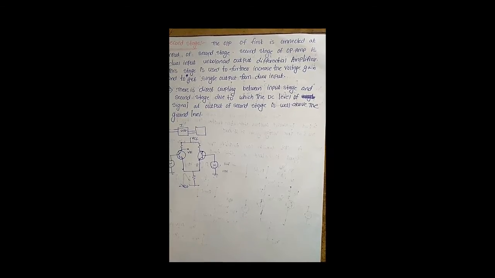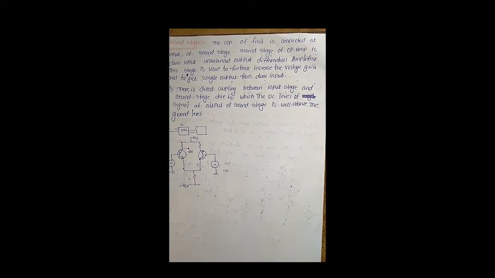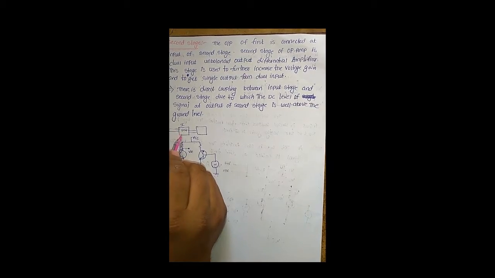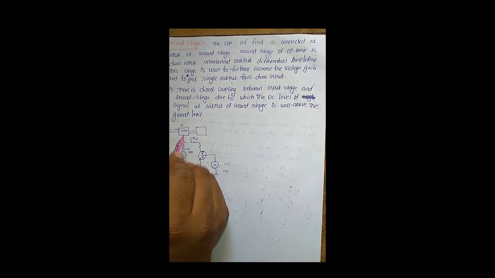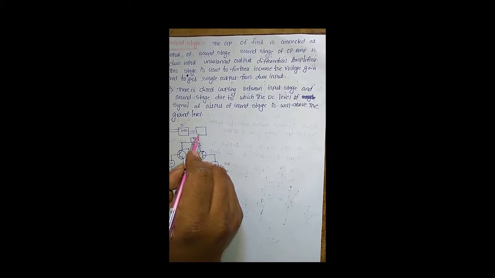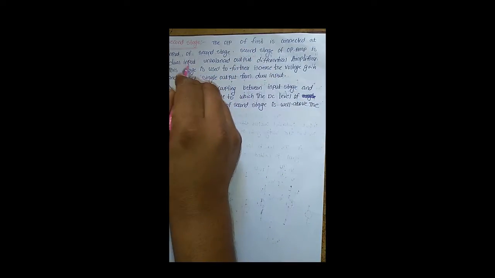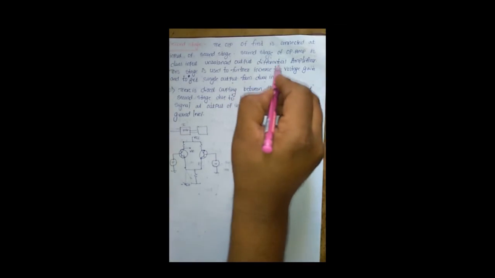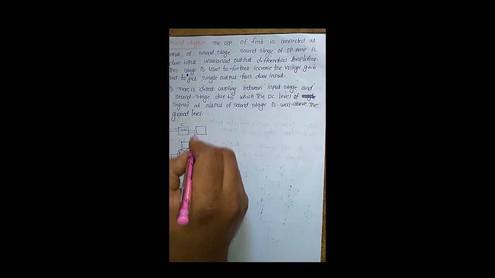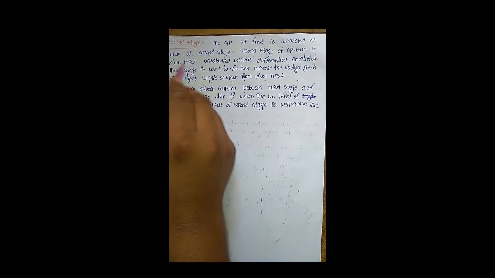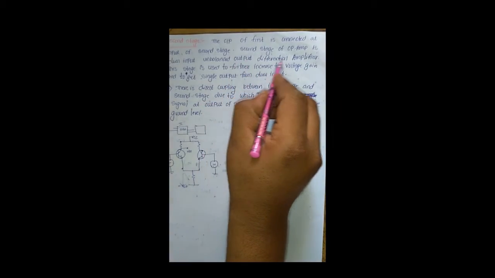We know that the second stage is also called the intermediate stage. In this stage, the output of the first stage is connected to the input of the second stage. It means that in this op amp block diagram, this is the first stage, and its output is connected to the input of the second stage. The next point: the second stage of the op amp is a dual input unbalanced output differential amplifier.